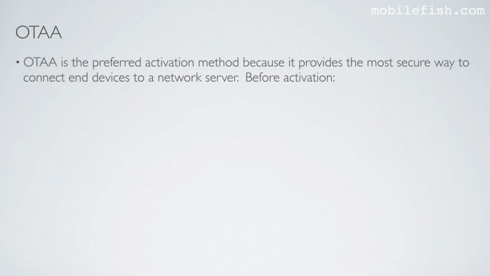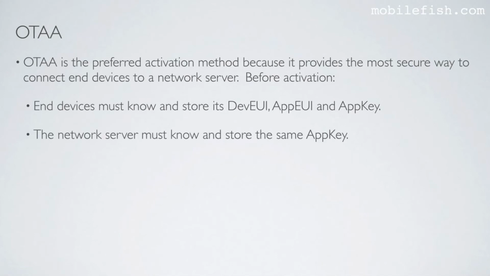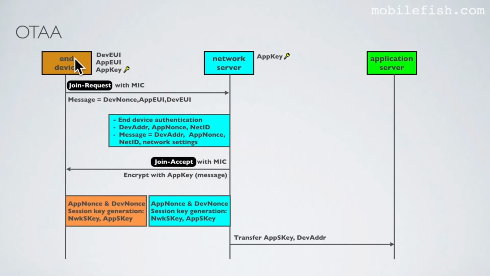OTAA is the preferred activation method because it provides the most secure way to connect end devices to a network server. Before activation, end devices must know and store its DevEUI, AppEUI, and AppKey. The network server must know and store the same AppKey. So an end device must store the DevEUI, AppEUI, and AppKey, and a network server stores the AppKey. Both AppKeys are the same.